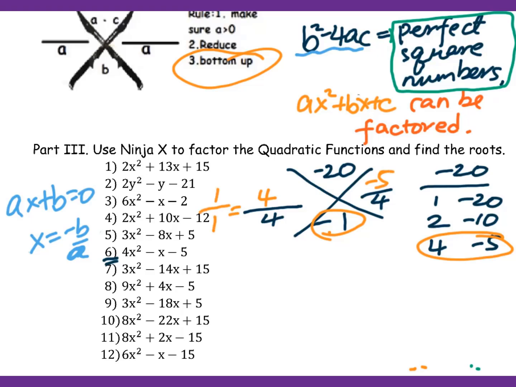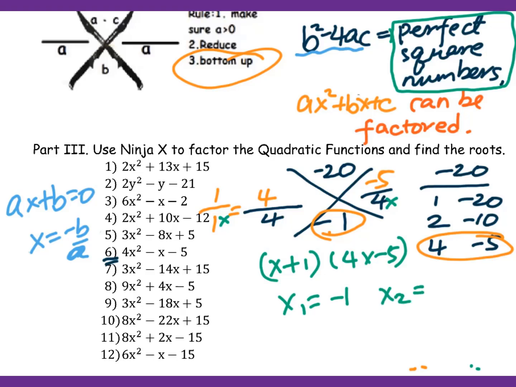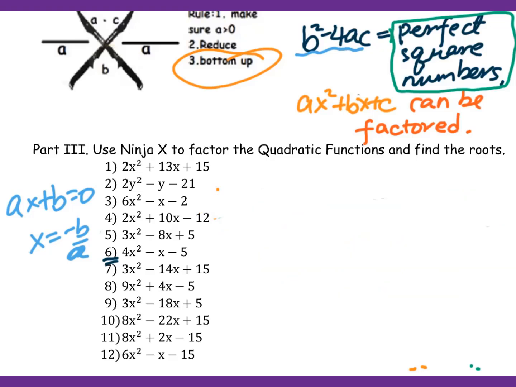Reduce, this is 1 over 1. Variable here is x, this is x. So x plus 1, 4x minus 5. x1 equals negative 1. x2 equals the opposite of this over 4. So 5 over 4.